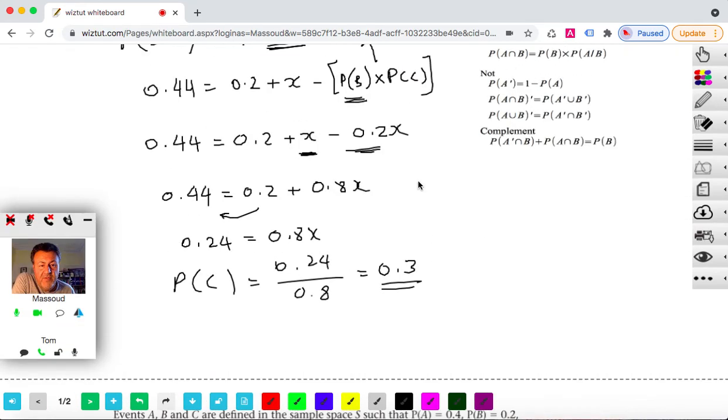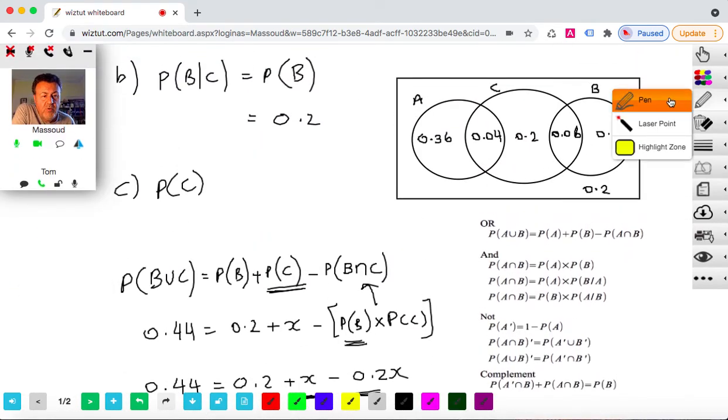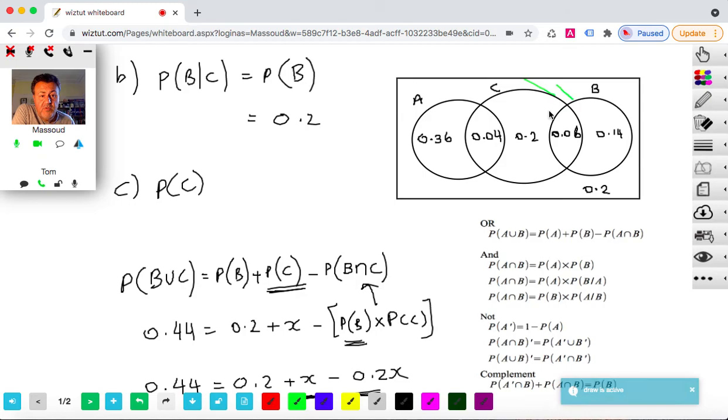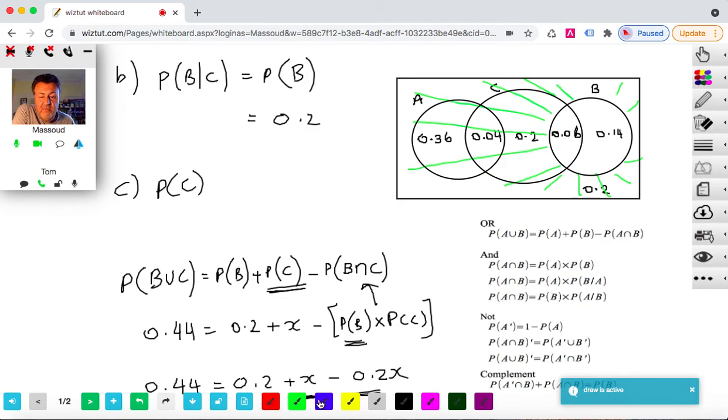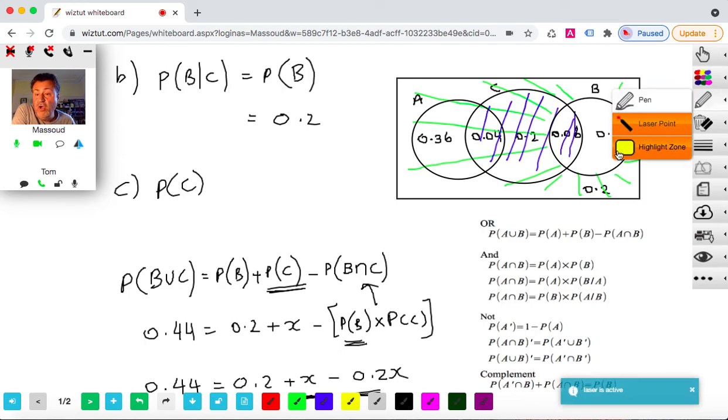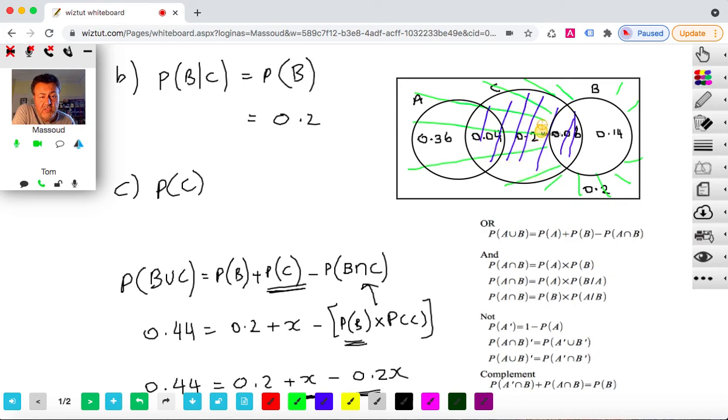So using a picture, if I just quickly use the picture again. We were looking for the intersection of B naught. So I'm going to do the B naught in green. So that's B naught. B naught is the green area. Intersection with C. So I'm going to do the C in blue. So this is C. So intersection, which is an and, is where both colors are present together. So the only area that both colors together are present is this area here, which is the 0.4 and 0.2.